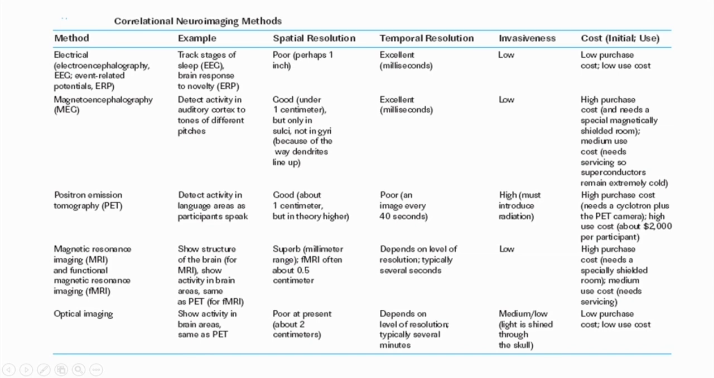The spatial resolution of the magnetoencephalograph is very good, under 1 centimeter. In terms of temporal resolution also, it is excellent. Since we are not putting anything inside the body, the invasiveness is very low. But the problem is that buying or establishing an MEG requires a very high cost. It requires a system which produces magnetic fields, which are able to record changes in neuronal activity when a particular mental event is going on.